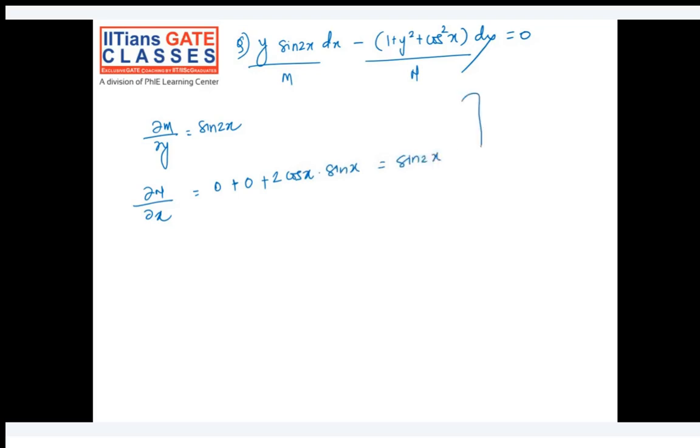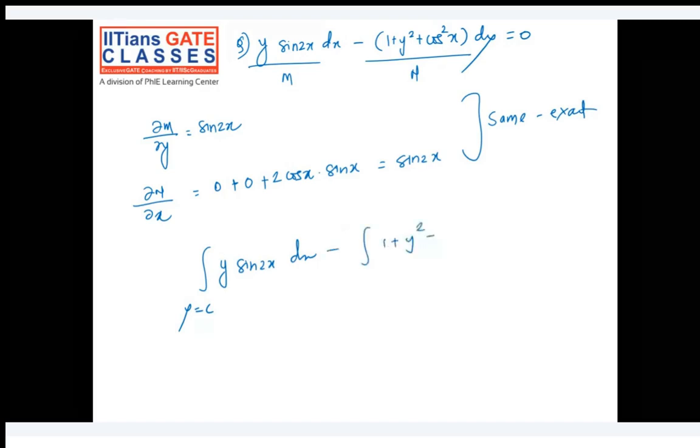If it is exact, then integration is quite simple. y sine of 2x dx as it is, considering y as a constant, minus the integration of (1 plus y square plus cos square x).